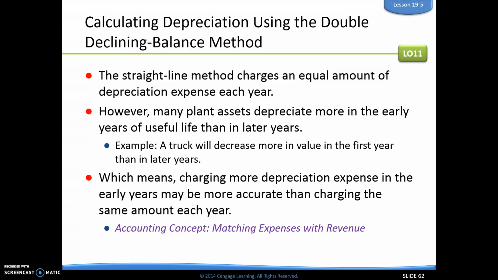Maybe you've heard the saying that when you drive a brand new car off the lot, it's worth half of its value. That's really what they're talking about here, is that cars depreciate much faster in the early years, which means that we maybe want to be able to charge a more accurate depreciation expense in the early years than the same amount each year when we do the straight line method. And that just goes back to that accounting concept we've talked about lots of times, making sure that we're matching our expenses with our revenue.